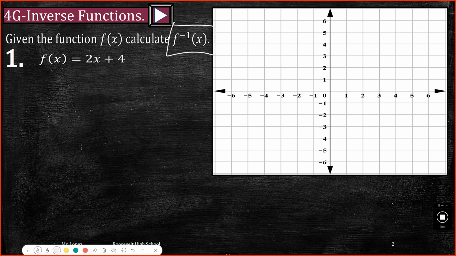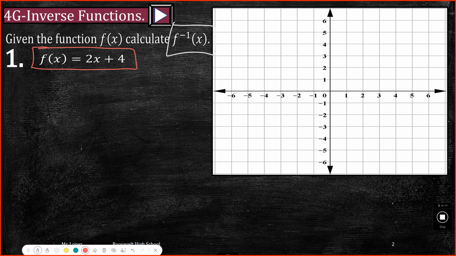Let's learn by doing examples here. So here is f of x equals 2x plus 4. So given this function here, what would be its inverse? And what's the meaning of inverse?